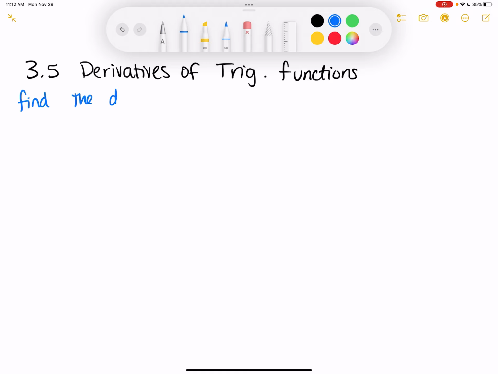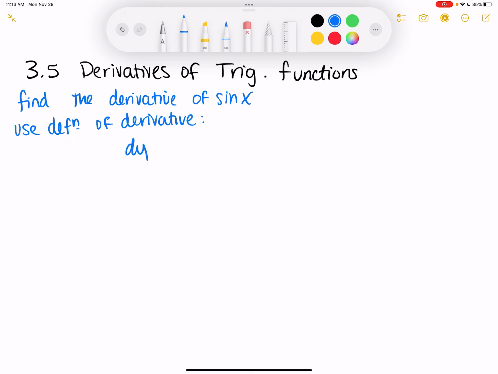So find the derivative of sine of x. We're going to use the definition of the derivative. So dy/dx is equal to the limit as h approaches 0 of the sine of x plus h minus the sine of x, all over h.